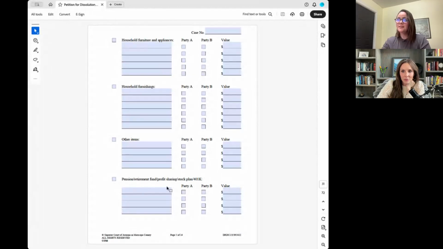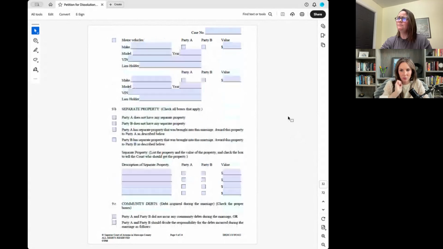That's called a QDRO. But sometimes parties say, maybe the other party will keep the account and they'll pay me an equalization payment of $20,000. We're just going to call it even right there. But like I said, you can also just say each party can keep their own account. There's a lot of ways to get creative and divide these things.